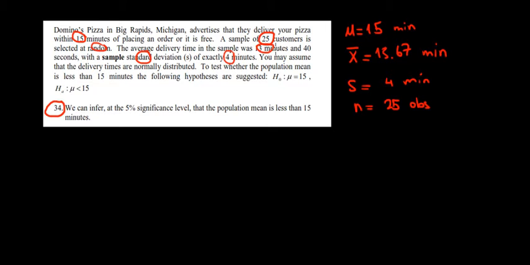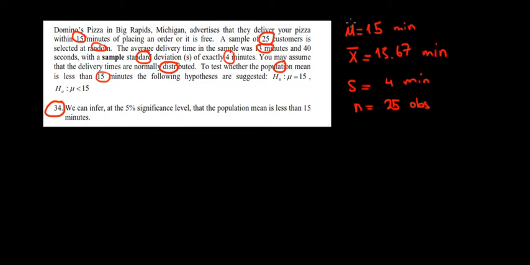Now we assume that the times are normally distributed, so we want to test whether the population mean is less than 15 minutes, and these are the following hypotheses. We're going to reject the hypothesis or not. That's what we're looking for. Before going further, let's have a look at the data over here. I wrote them on the right.